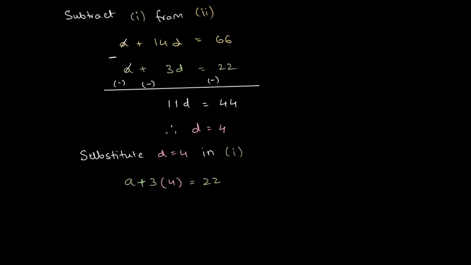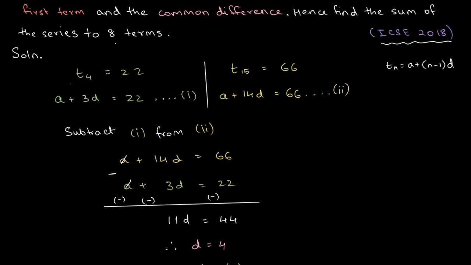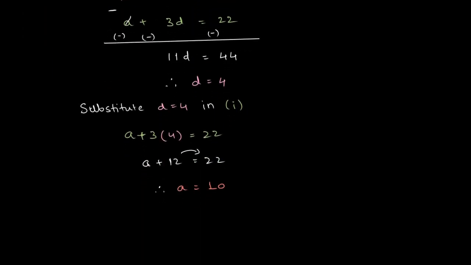Okay, let's solve this equation now. So we have A plus 3 into 4 is 12, so A plus 12 is equal to 22. Plus 12 here, taking the other side becomes minus, so I can say that therefore A is equal to 10, right? So I have my first term A equal to 10, I have my common difference D equal to 4. They have asked us to find the sum of the series to 8 terms, right? The sum of the series to 8 terms.